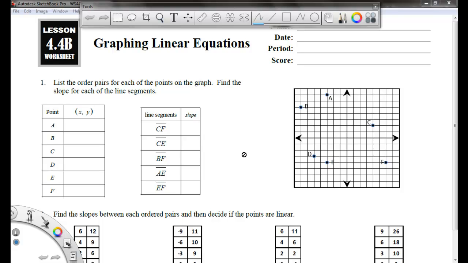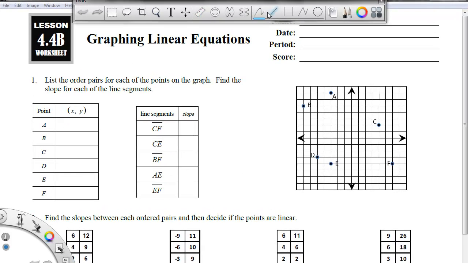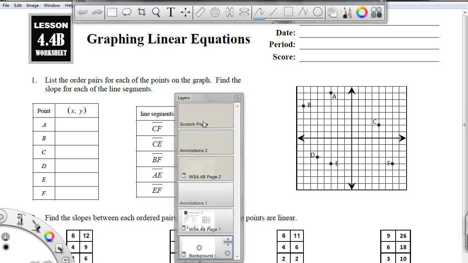All right, this is worksheet 4.4b. We're doing graphing linear equations. You've already had one worksheet on this, so this is the second one. Hopefully everybody's doing okay on it.